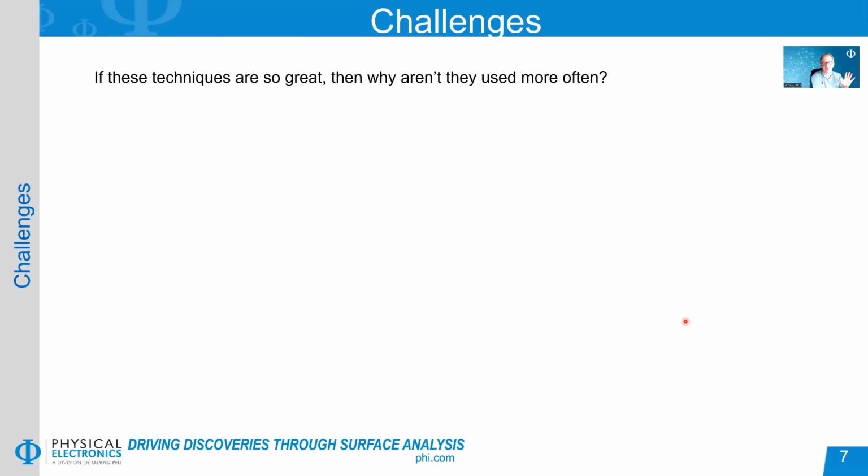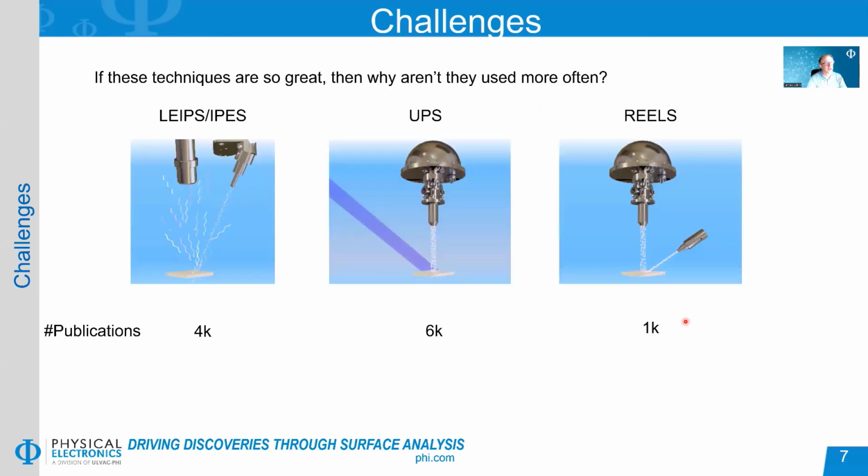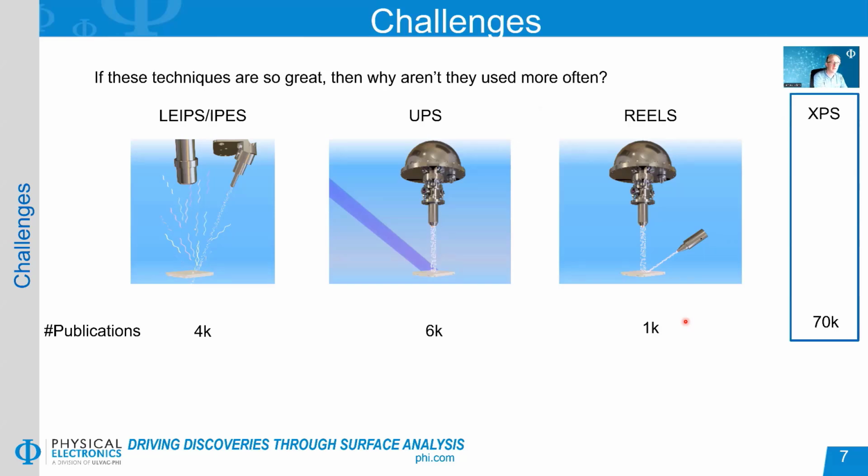So I did a quick literature search and looked for papers with LEIPS, UPS, and REELS as keywords. I found about 4,000 looking at inverse photoemission, 6,000 with UPS. REELS, I only found about 1,000. With XPS, I found over 70,000, right? There's just more people doing XPS. Obviously, people want to know what the atomic composition of your surface is. And if you want to do one of these other techniques that measure the electronic structure, you probably need to start with knowing what the atomic composition is.